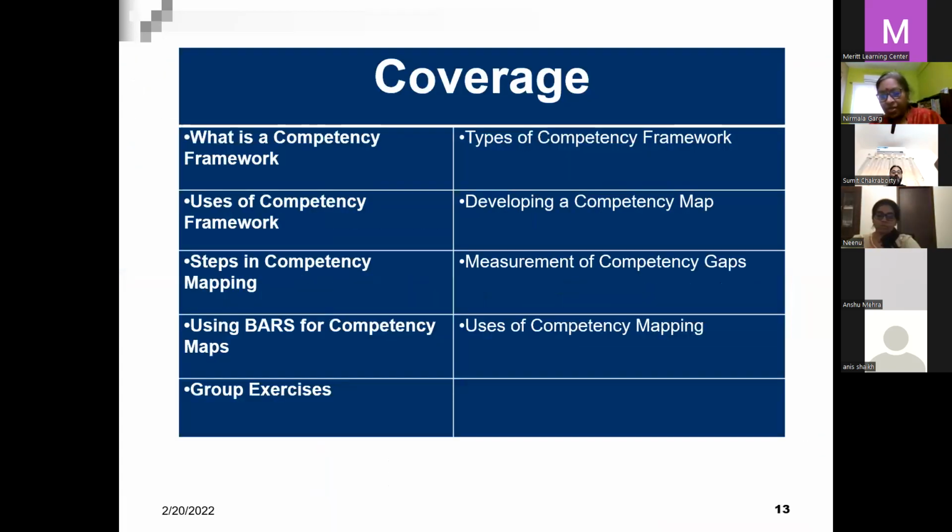So let us come back to our session today, session 1, and what we are going to cover. Essentially, we're going to look at competency. I'm sure all of you have this confusion. Sometimes we talk about a competency framework, sometimes a competency model, sometimes a dictionary. What's all this? How do we map the competencies? And what are these bars?